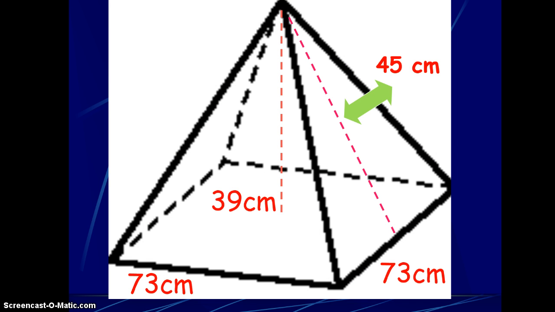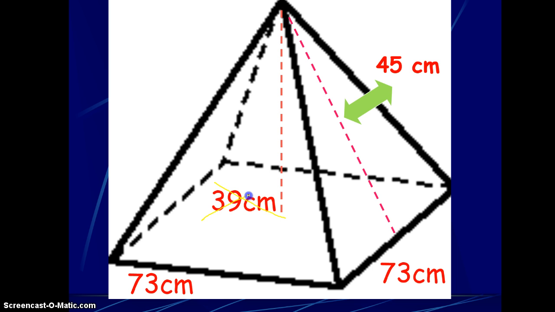So here's our first pyramid. They've given you measures that you need, measures that you don't need. So remember I was talking just a little while ago about the height, that straight up and down height. That's 39. We can't use that for surface area. So I'm actually going to put an X through it.